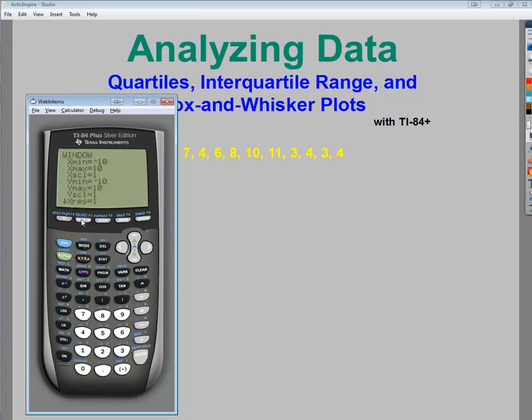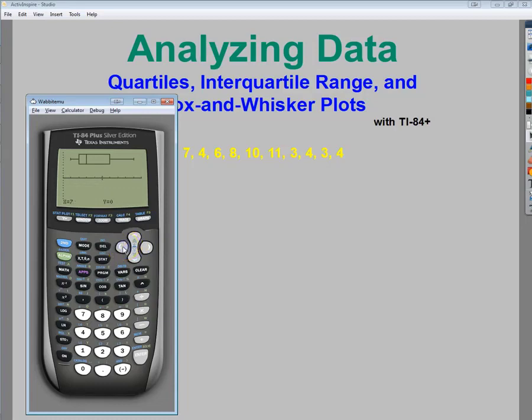I'm going to go to the window, and I'm going to change it. I usually go one below the smallest number, so 2, and my X maximum, I'm going to put one above, so 12. And now that that's all where it needs to be, I'm going to hit graph, and it should make a nice box and whisker plot for me.